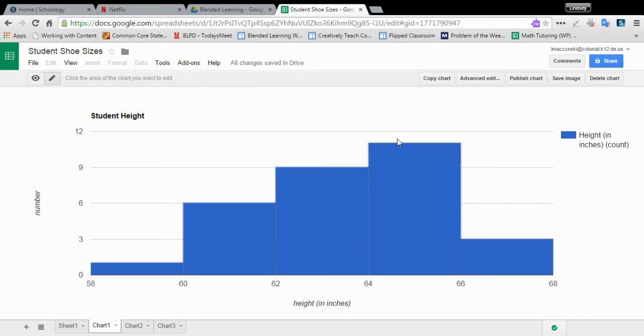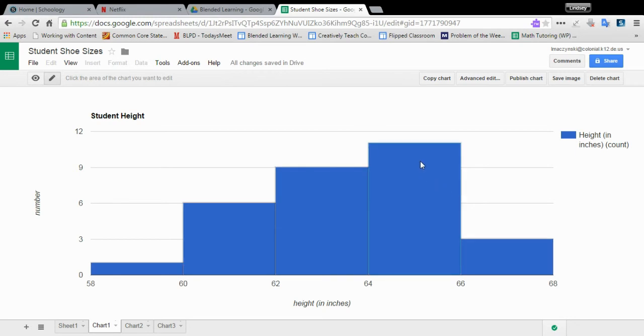Because this is shaped kind of like this, it kind of goes up, it has a little bit of what we call skewing to it, which means that more of our students are towards the taller end because we've got more people that are down here towards the taller end. So that's something simple that you can say.